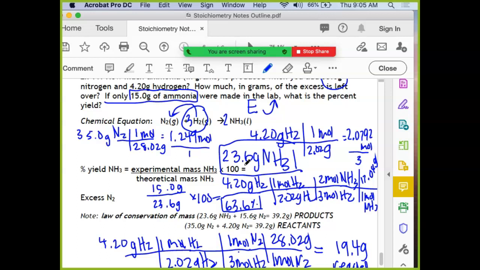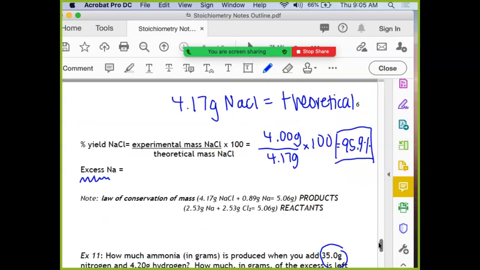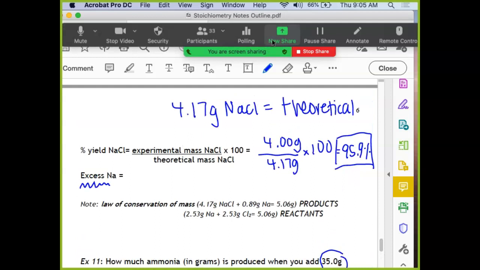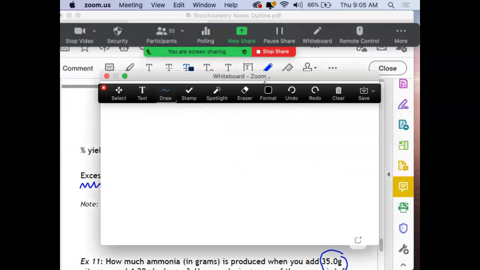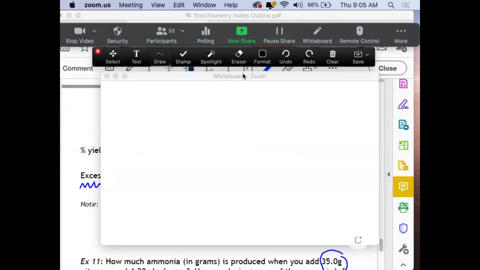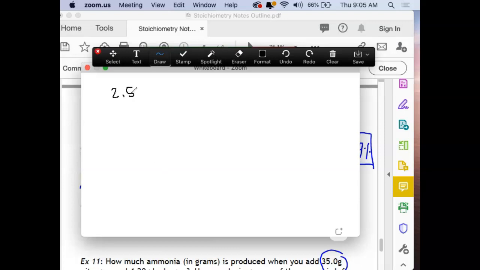Okay. So because I skipped how to do the excess in the prior problem, and that seems to be a harder one to do, let's do that one also this time. Now, what I'm going to go back to is this law of conservation of mass again. And in this problem, we already did most of it.